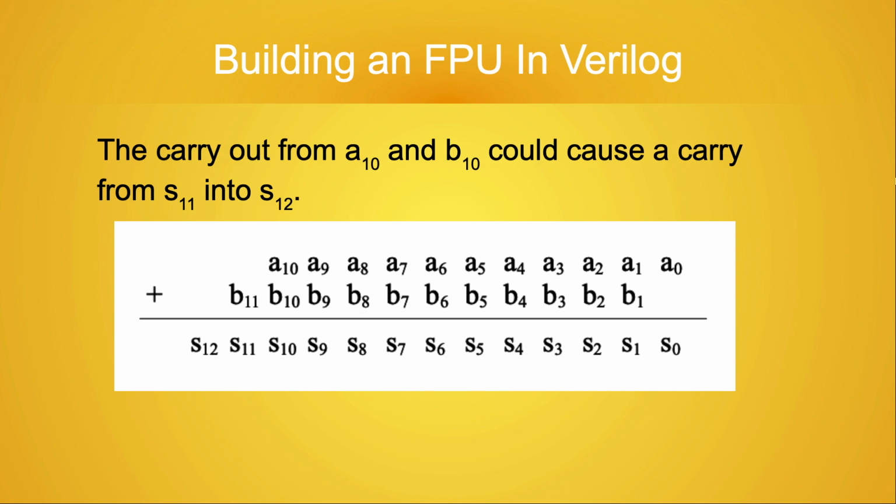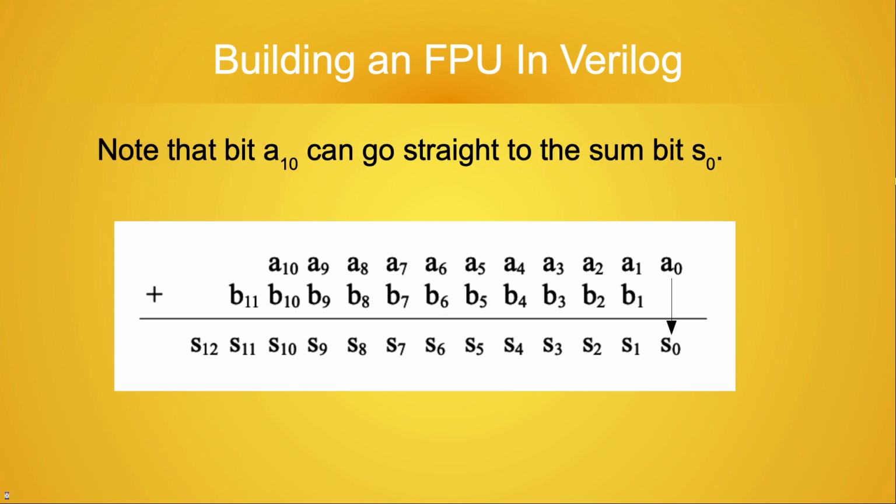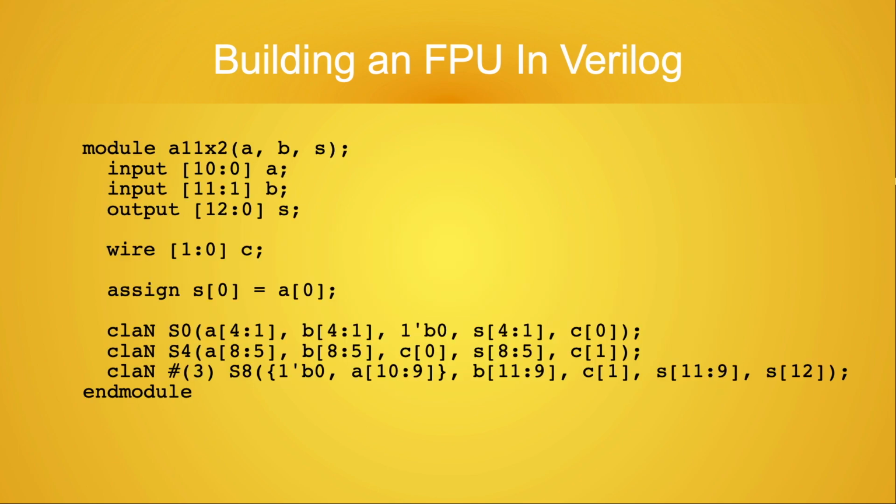Using the carry look-ahead module, how many times do we need to instantiate the module? To begin, notice that bit A0 never needs to go into an adder because it is the only bit which contributes to the output bit S0. We can simply copy A0 into S0. Each carry look-ahead module can take up to 2 4-bit inputs and a carry-in bit. The module to add 2 of the original 11 partial products might look like this.